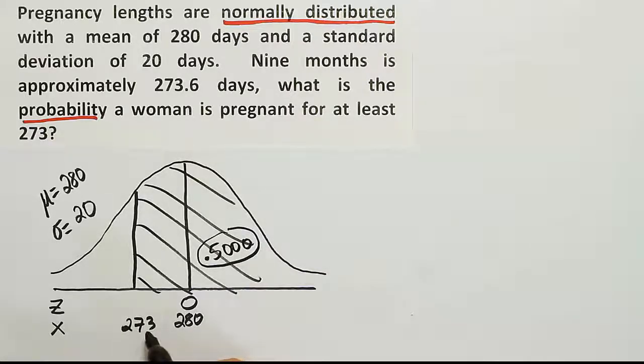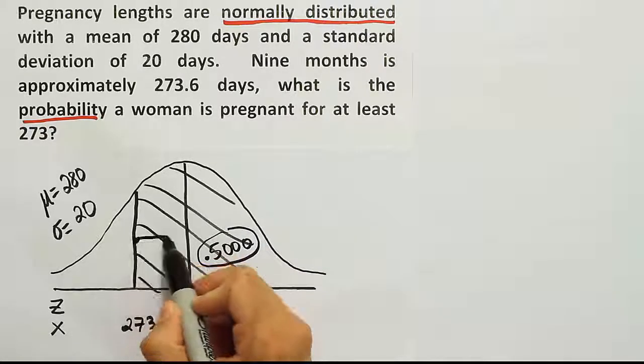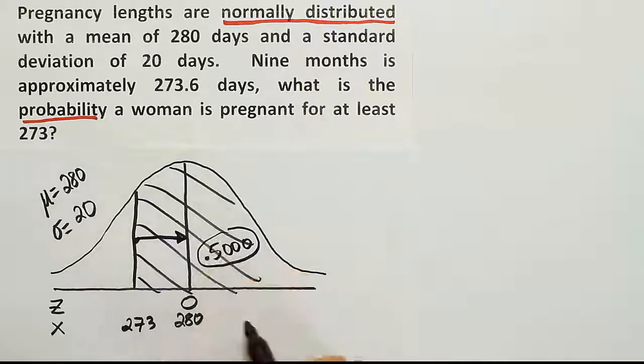Now, if I could just look up 273, I'd get the area from here to here, and I would be done. Then I would have the two parts of the shaded region, and I add those two parts together to get my final answer. However, we can't look up 273 because it's not a z-score. We only have a z-chart, so we're going to have to convert the 273 into a z-score value. So let's go ahead and do that quickly.